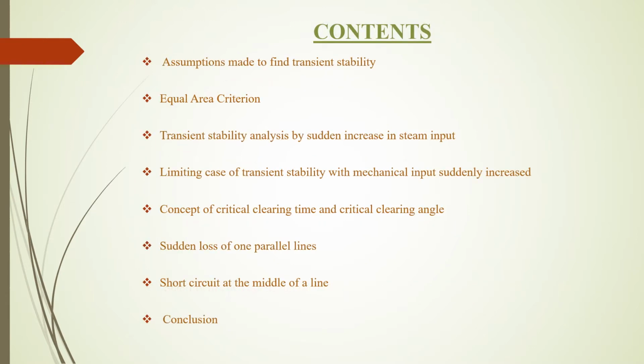In today's discussion, we will try to discuss the following topics: the assumptions we need to make to find the transient stability, and then the equal area criteria, the most important part of this topic, then transient stability analysis by sudden increase in the steam input, then the limiting case of transient stability with mechanical input suddenly increased, and then the concept of critical clearing time and critical clearing angle. Then we will follow some cases, sudden loss of one parallel line, short circuit at the middle of the line, and then finally the conclusion of this discussion.